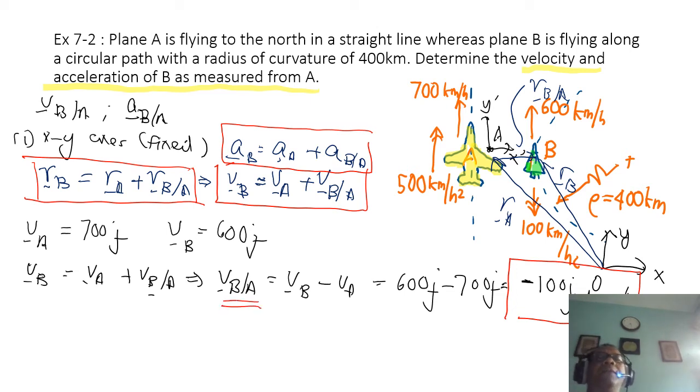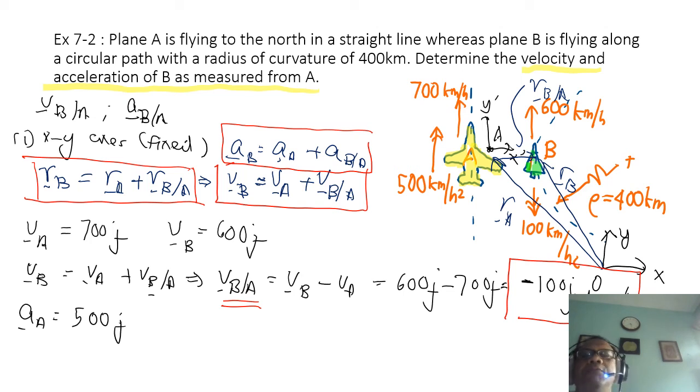What about the second one? Acceleration of B as measured from A. So first, what is the acceleration of A? We know that A is 500 kilometers per hour squared, so A is 500 J. I'm not going to write the unit here, but be reminded of that. So it's 500 J in the positive J direction.